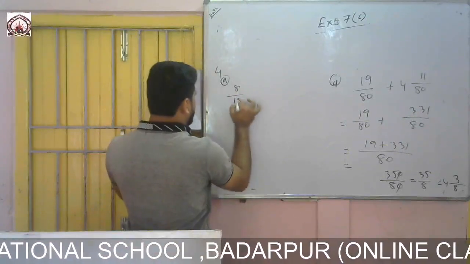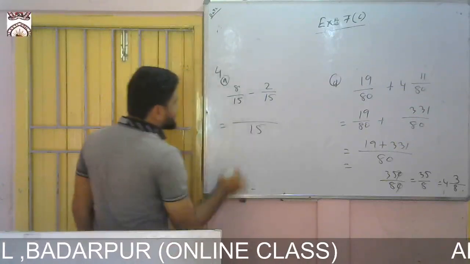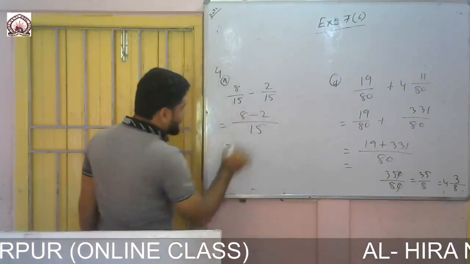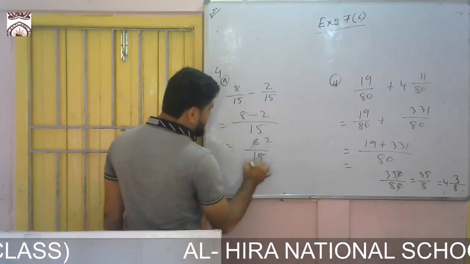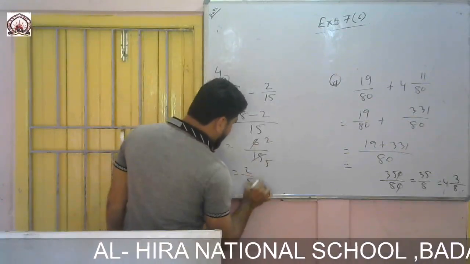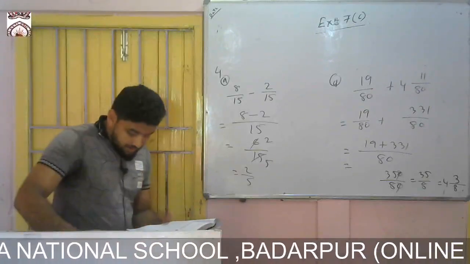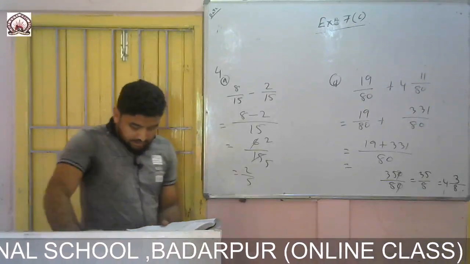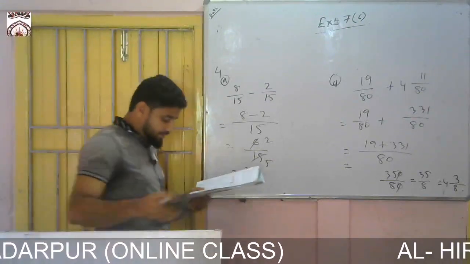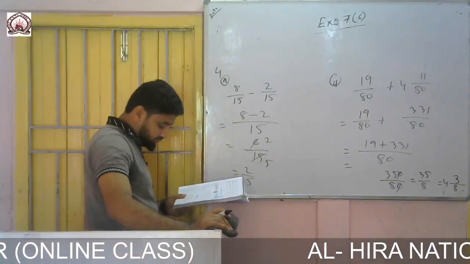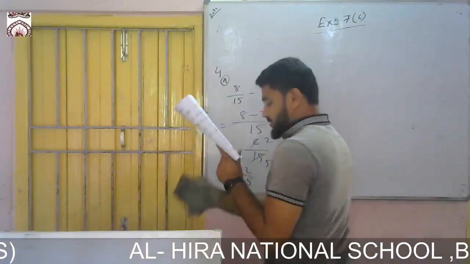Okay, 8 by 15 minus 2 by 15. So 15 and 15 are same, so I can directly subtract. So 8 minus 2 is 6 by 15. Now cancel it. 3 2s are 6 and 3 5s are 15. It is 2 by 5, and it is a proper fraction, so no need of taking it in mixed fraction. Now come to question number D. The big one you see. Question number D.